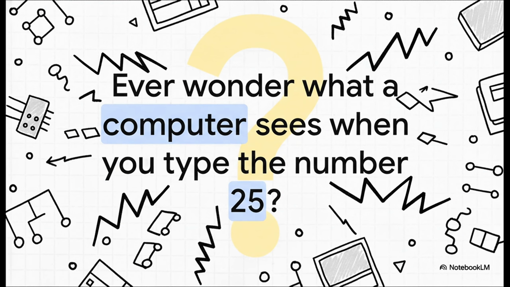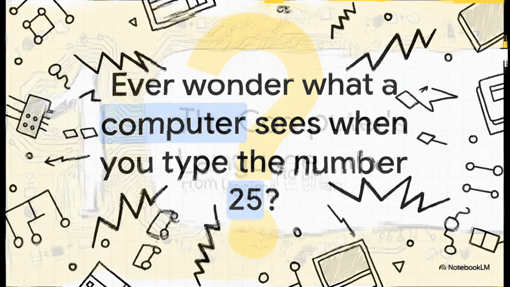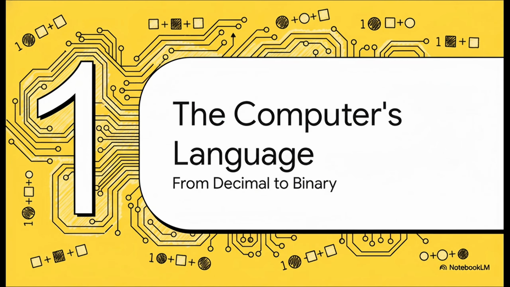So let's kick things off with a little mystery. When you type the number 25 into your computer, what does it actually see? I can tell you it's not a 2 and a 5. No, it sees something completely different because it's speaking a language that's way more fundamental than our own. And that native language, well, it's called binary.